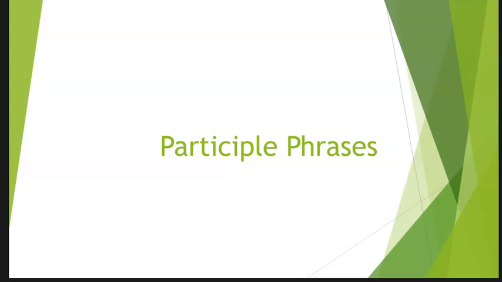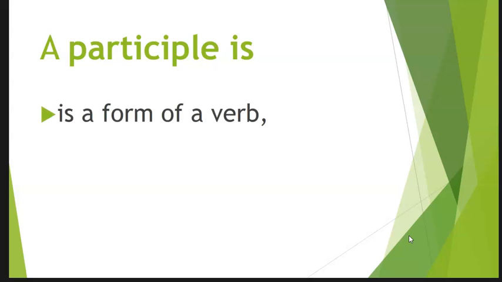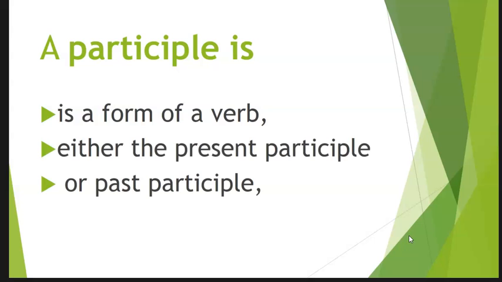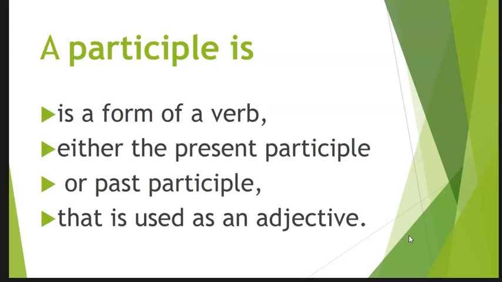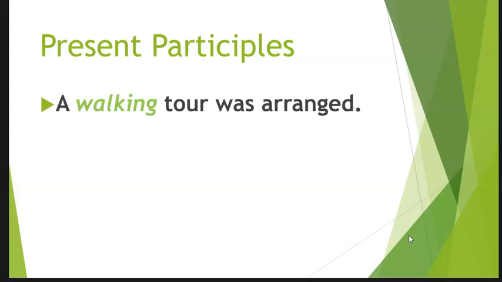Okay, so this lesson is on participle phrases. A participle is one of the forms of a verb. Remember, we had four forms of a verb, and two of them were participles, the present participle and the past participle. They can be used as adjectives in a sentence. When we looked at adjectives, we looked at this: present participles being used as an adjective.